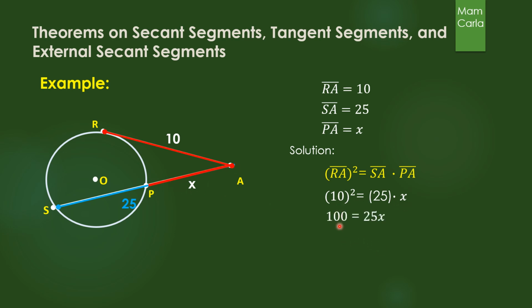So we have the square of 10 is 100. 25 times x is 25x. To solve for x, we divide both sides by 25. That's why the value of x is 4. So it means that the measure of line segment PA is 4.